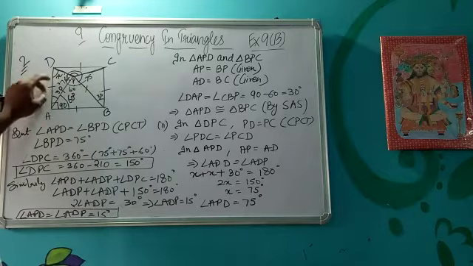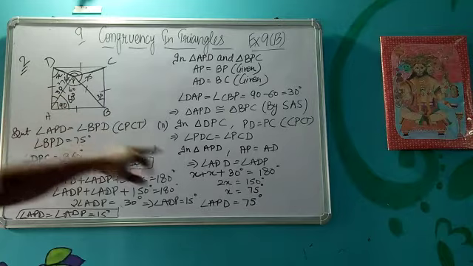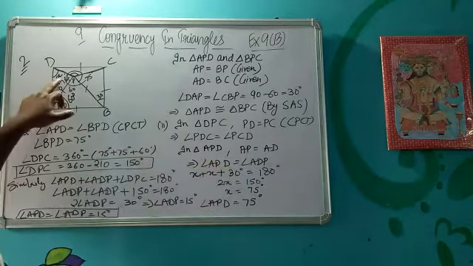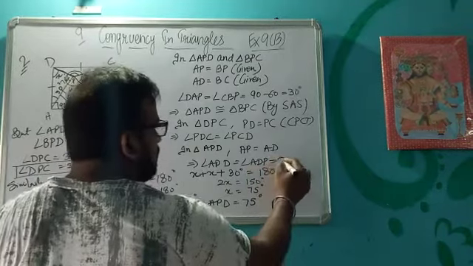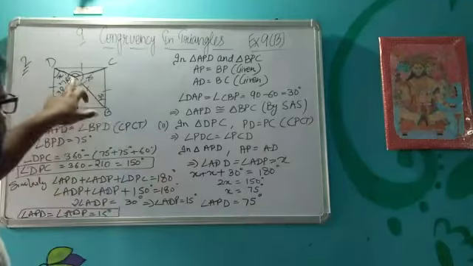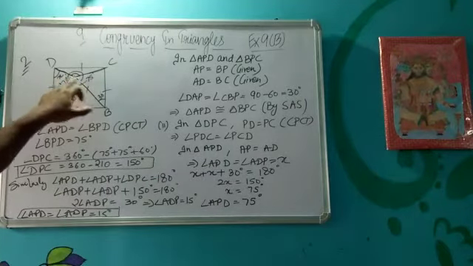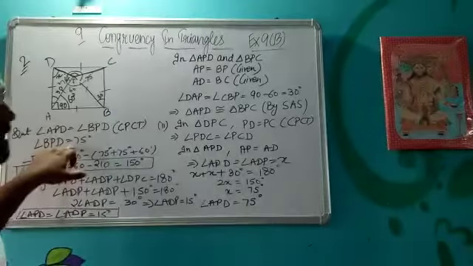Again I am repeating. First we will prove these as congruent. Then these two sides are equal to each other, so these two angles will be equal. I have considered these two angles as x. So you will get the value of APD as 75 degrees. And these two triangles are congruent, so this angle will be equal to this angle by CPCT. So BPD is also 75.